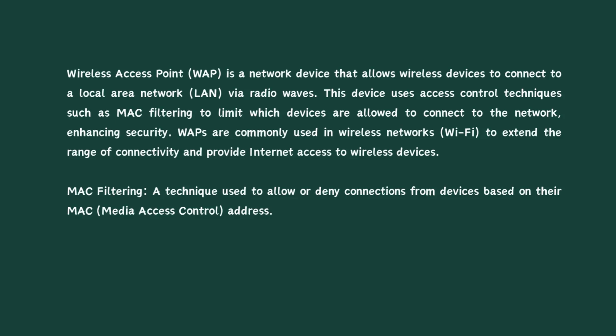Wireless access point, WAP, is a network device that allows wireless devices to connect to a local area network via radio waves. This device uses access control techniques such as MAC filtering to limit which devices are allowed to connect to the network, enhancing security. WAPs are commonly used in wireless networks, Wi-Fi, to extend the range of connectivity and provide internet access to wireless devices. MAC filtering, a technique used to allow or deny connections from devices based on their MAC, Media Access Control address.